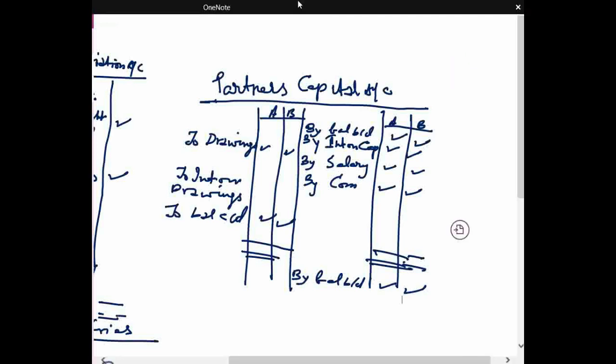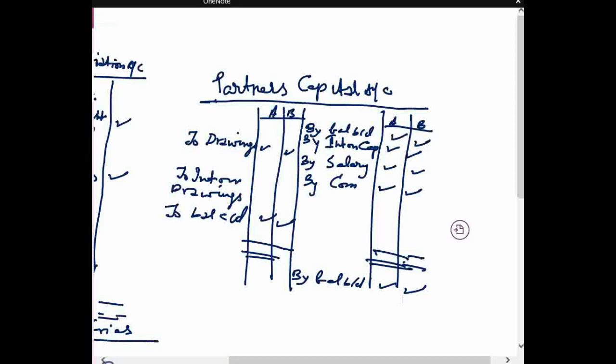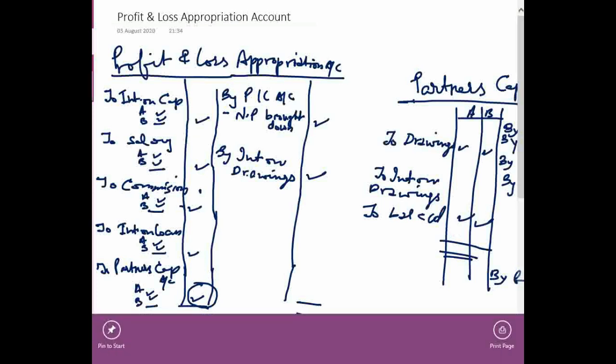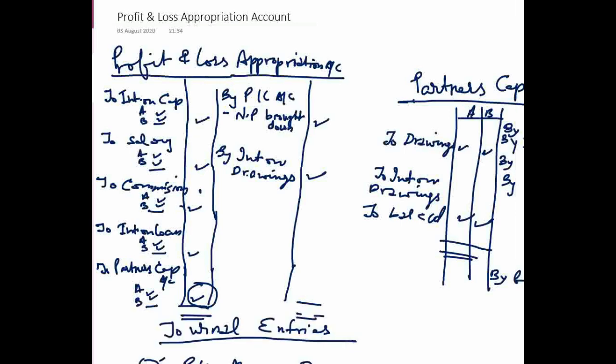This was all about the P&L appropriation account and partners' capital account. You can see how it automatically got completed, and you are through with the journal entry part as well. So let me recapitulate once. What are the entries we passed finally?